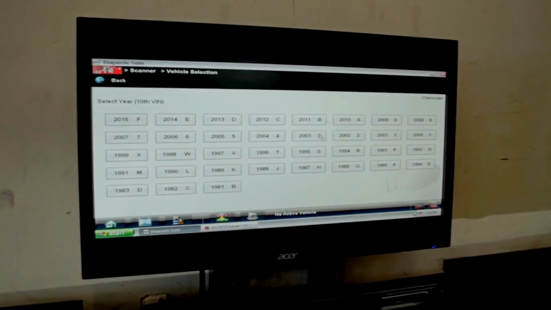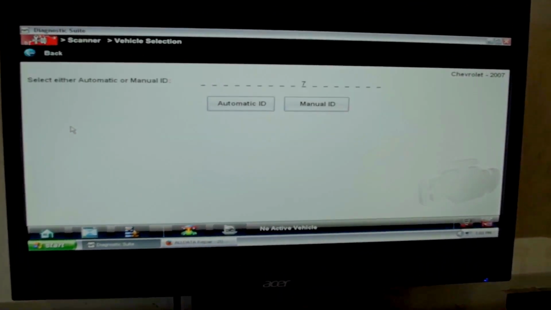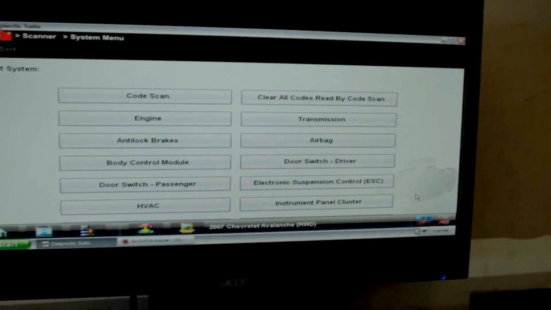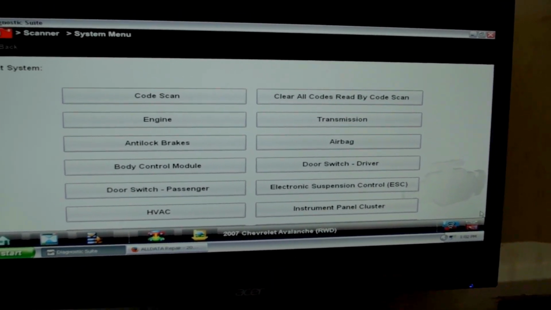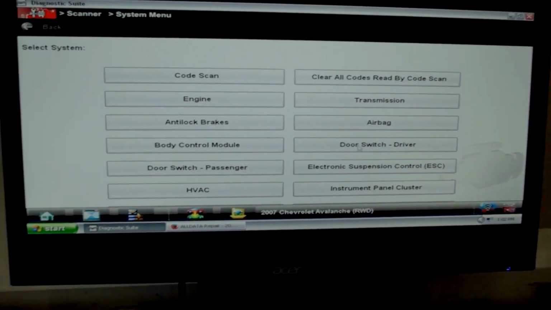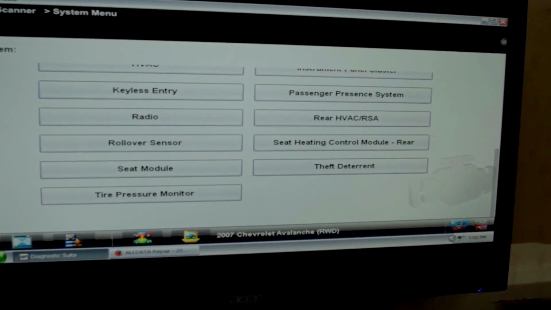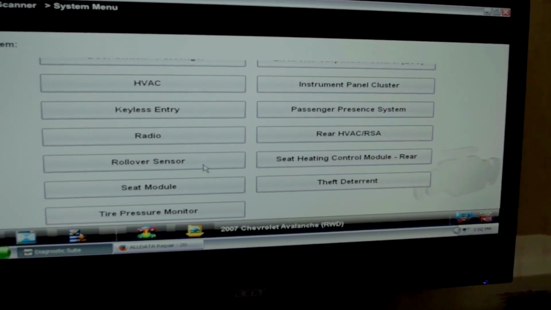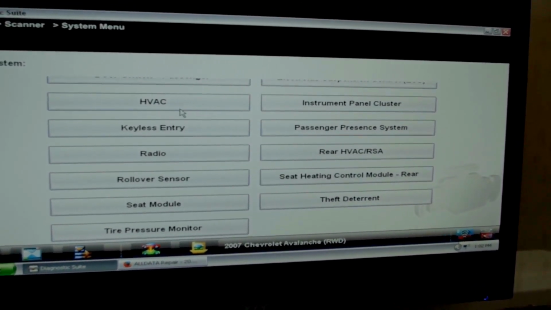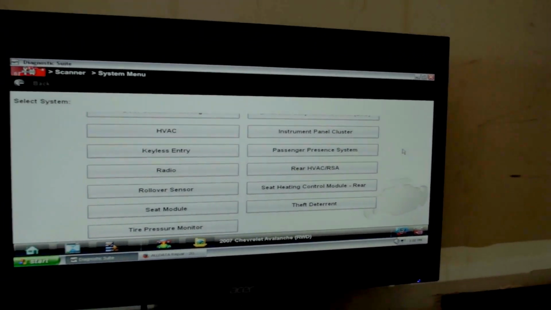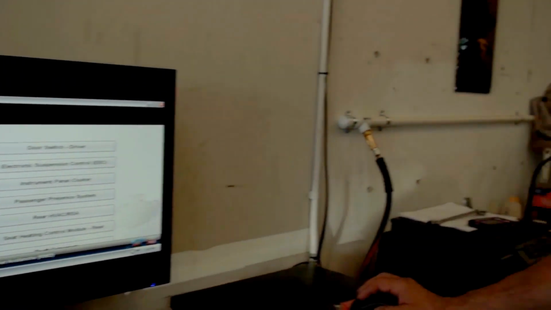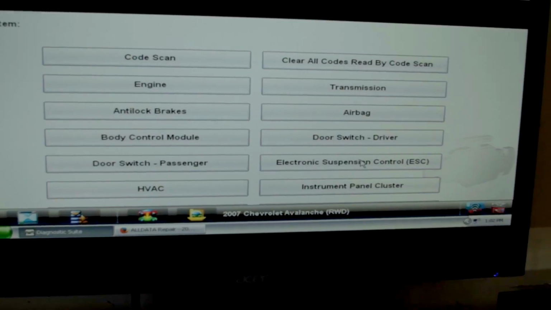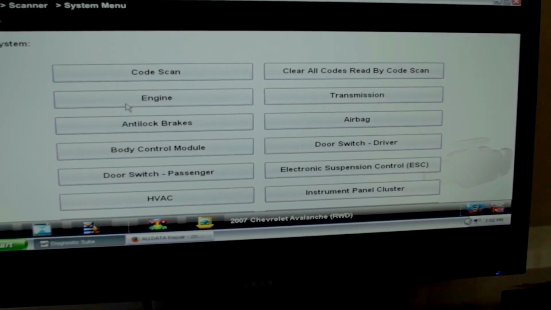And we're going to go, this is Chevy. It's a 2007. Okay, great. Look at all this. These are all the computers on your car. These are modules. And they all talk to each other. Oh, there's a whole bunch of them. Look at them. Tire pressure, seats, rollover sensors, radio, keyless entry, oh, HVAC, that's your heating and air conditioning, right? Your instrument panel, stuff you look at. This is electronic suspension, of course your doors, your body module. But for the time, we're just going to concentrate on our engine.